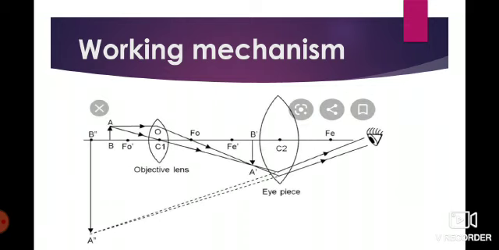And the compound microscope has 50 to 200 times more magnification power than simple microscope. We already know the compound microscope has more magnification power, that is 50 to 200 times more than the simple microscope has.